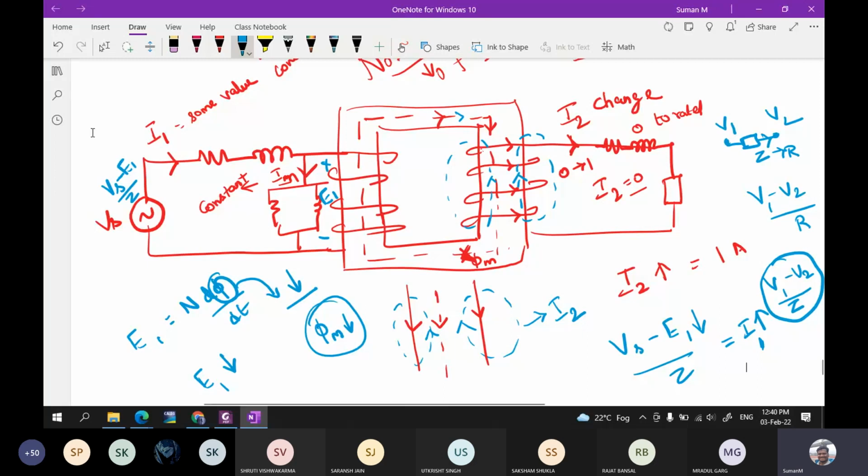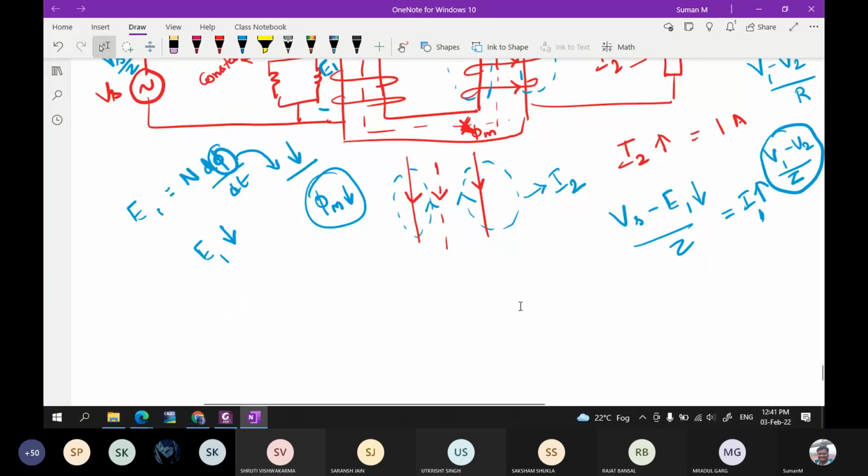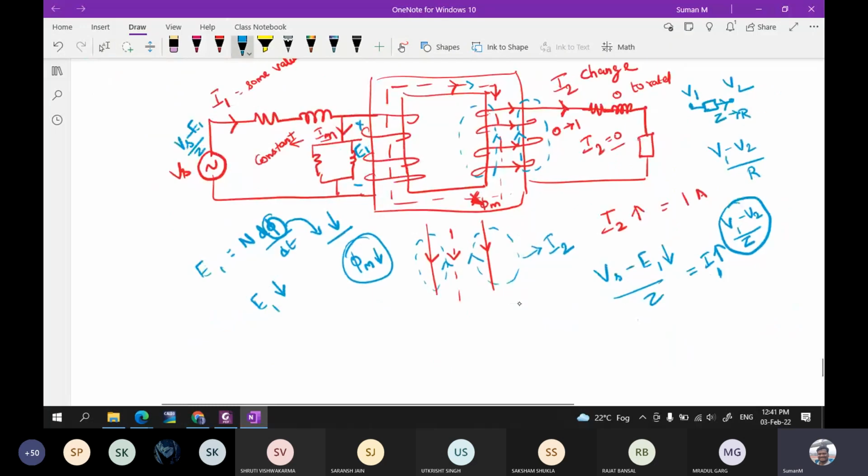Okay, you understand the sequence. First, the secondary current is increasing. If the secondary current is increasing, the flux established by the secondary current is also increasing. If the flux established by the secondary current is increasing, then it will oppose the primary flux which is in this direction. So when it is opposing, the overall mutual flux is reducing.